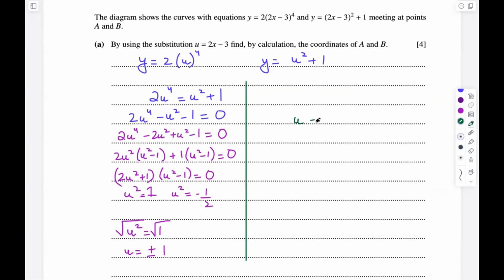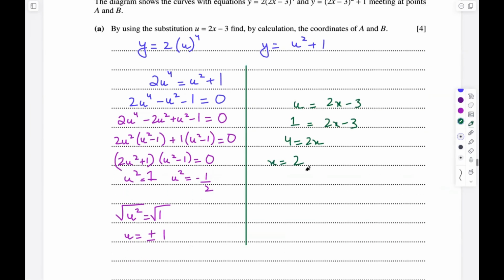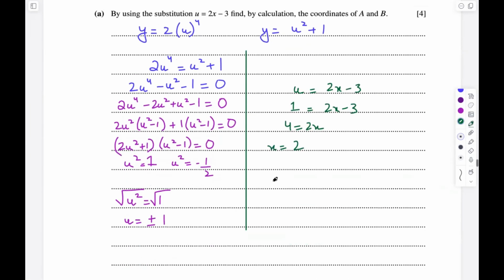Now, as u is equal to 2x minus 3, first taking u is equal to 1, the 3 will go on the left hand side. This will be 4 is equal to 2x. So x will be equal to 2. And the second value of x will be when we take u equals minus 1. So taking u equals minus 1, that will become minus 1 plus 3, which is positive 2, is equal to 2x. So the value of x will be equal to 1.